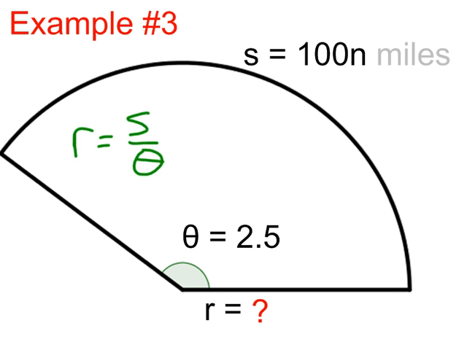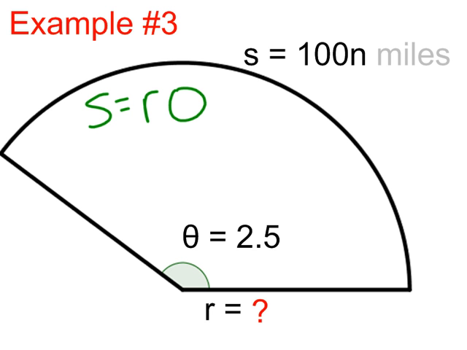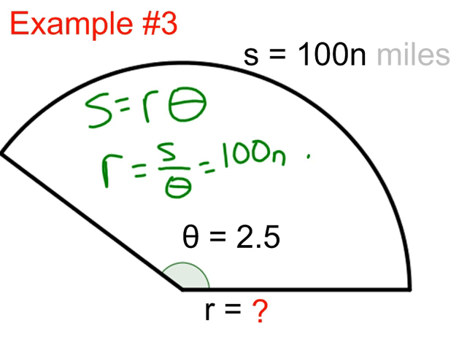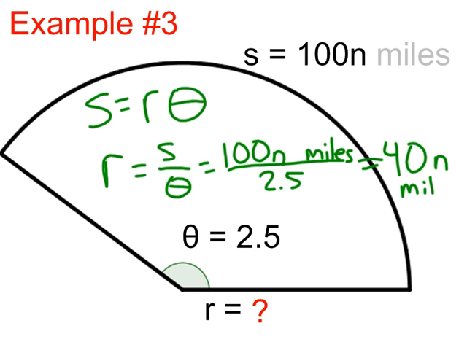And I hope you realize you don't have to really memorize all these different formulas. If it were me, I would just focus on s equals r theta. As soon as you write it down, it's pretty easy to see, okay, I can say r equals s over theta, which equals 100 n miles over 2.5. Well, let's do this mentally: 100 over 25 equals 4, so 100 over 2.5 is going to equal 40 n miles. That is our radius. All right? So if that seems simple, if that seems manageable, it is.